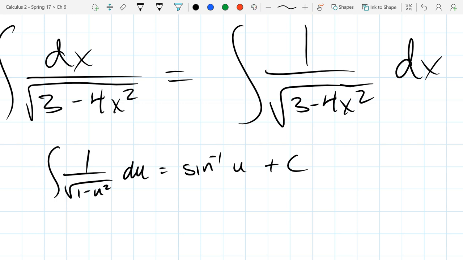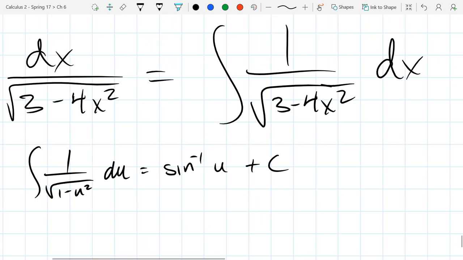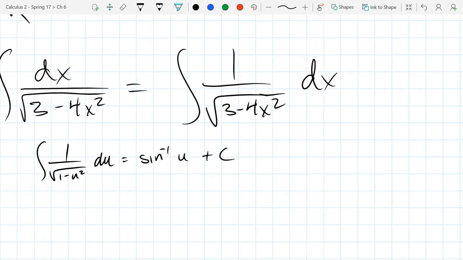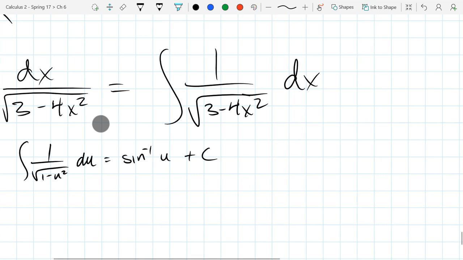So let's deal with the 3 first. How do you turn a 3 into a 1? Divide by 3. You could divide by 3. You can also factor out a 3. Those are the two reasonable ways to do it. So let's factor out a 3.